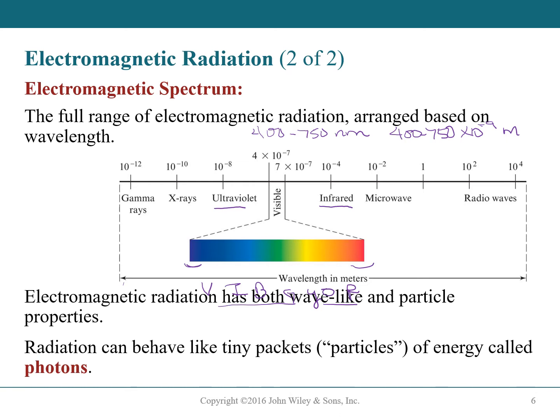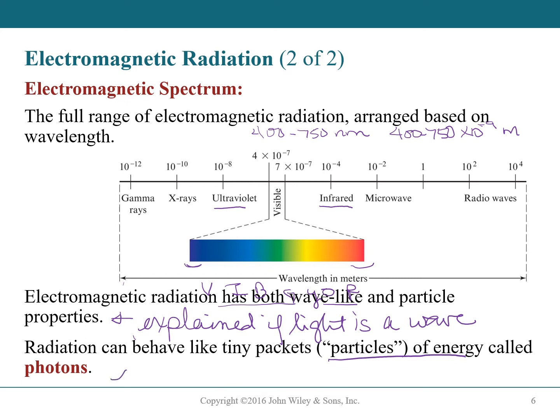Turns out that the radiation has wave-like and particle-like properties. How is that possible? What happens is this: when we look at the experiments, there are those experiments that are explained only if light is a wave. But then there are other experiments where it turned out that it can only be explained if light behaves like particles of energy. These are massless packets of energy, and they are called photons.